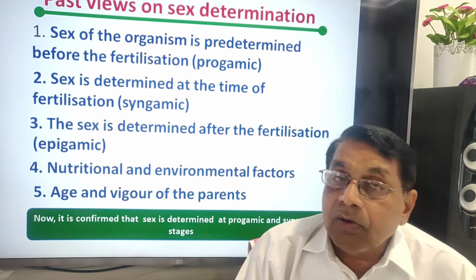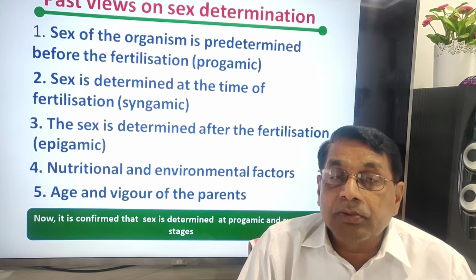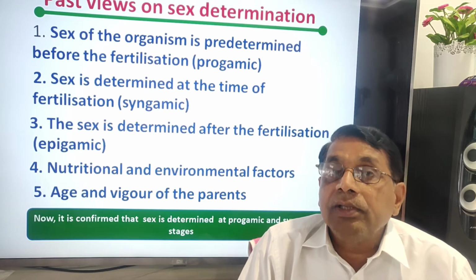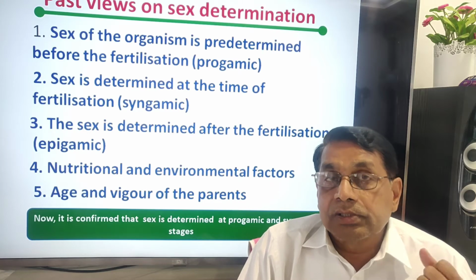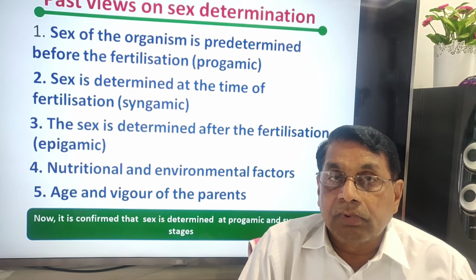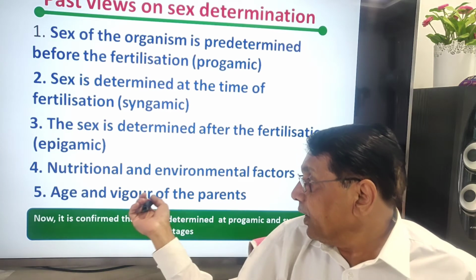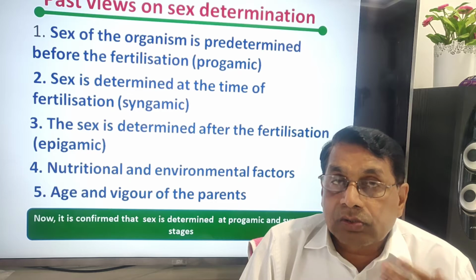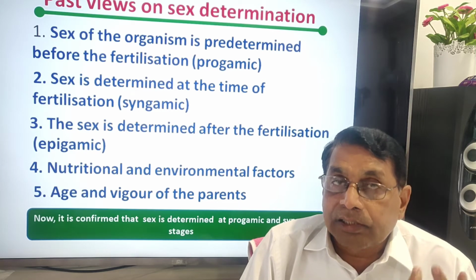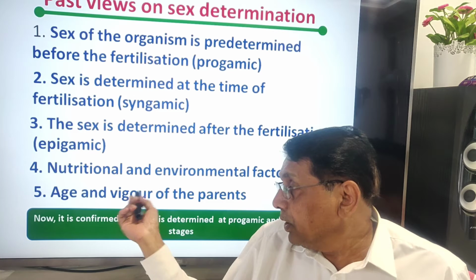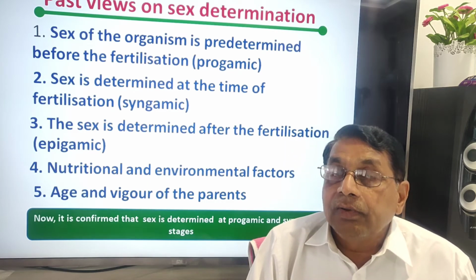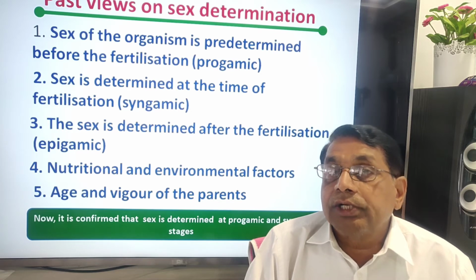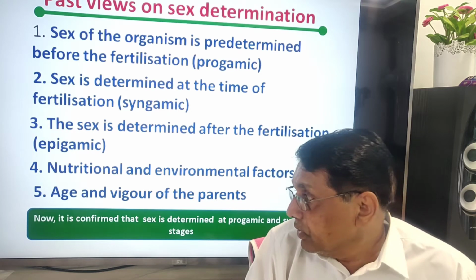Fourth, nutritional and environmental factors. Some believed that the nutrition of the male or of the female would determine the sex of the offspring. Fifth, age and vigor of the parents. There were also views that the age of the male, the age of the female, and also vigor would determine it. These were the different views with regard to the determination of sex.